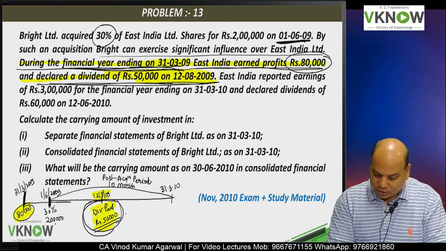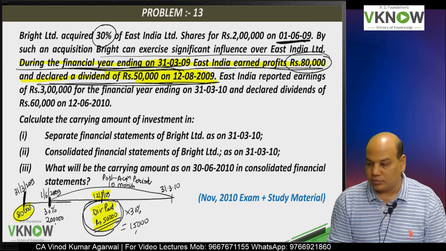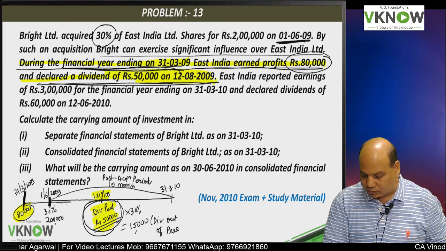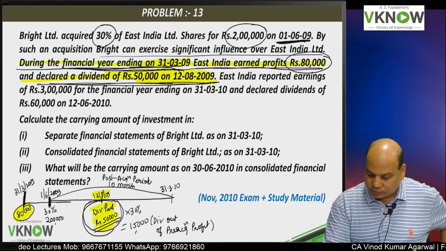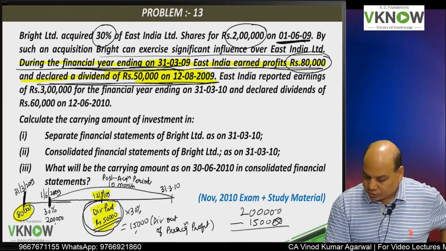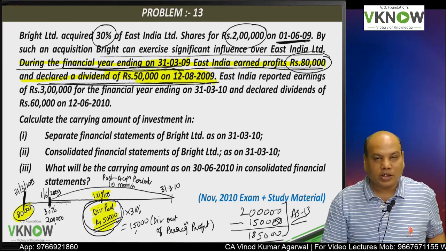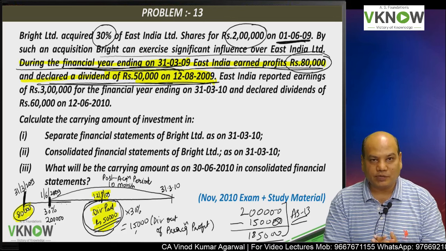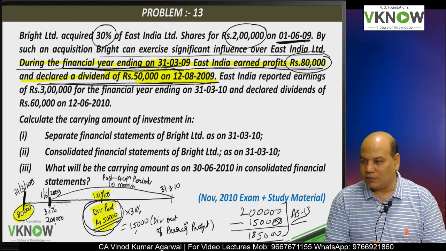What will be the share of Bright Limited in that? Bright Limited will receive 30% of 50,000, which is 15,000. So this is a dividend out of pre-acquisition profit. It will be reduced from the cost of investment. The cost of investment is 2 lakh minus dividend out of pre-acquisition profit 15,000. So the remaining amount is your net cost of acquisition. This is, again, I repeat for the third time in our current chapter, as per AS 13. AS 13 says dividend out of pre-acquisition profit should be reduced from the carrying amount of investment because it is treated as recovery of cost.